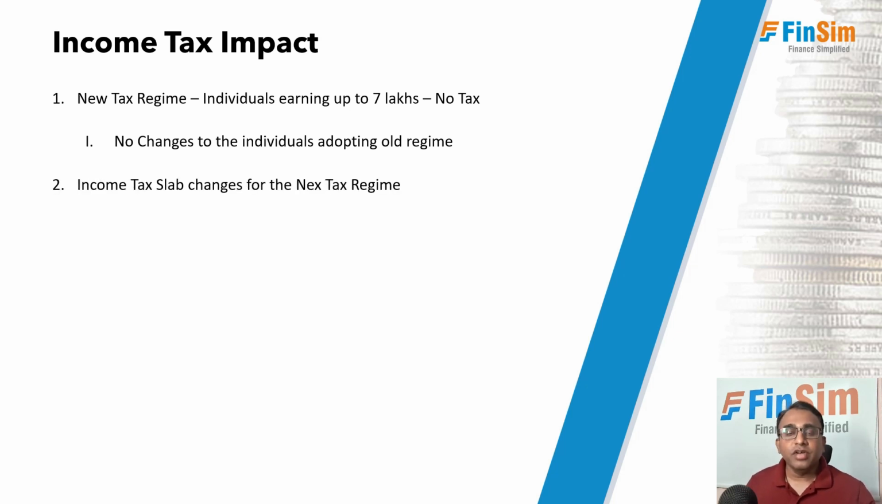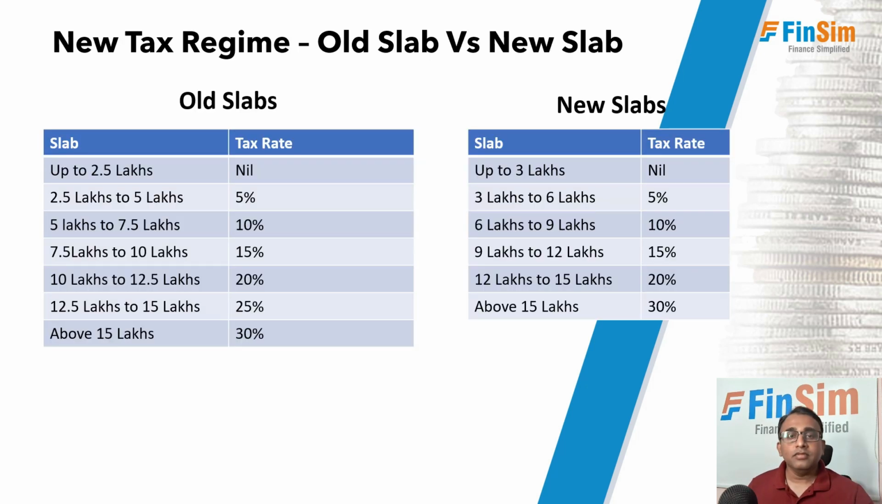Second change announced is associated with the tax slabs for the new tax regime. There were 6 income tax slabs earlier in the new tax regime, which is now reduced to 5, and also the income range has been amended.